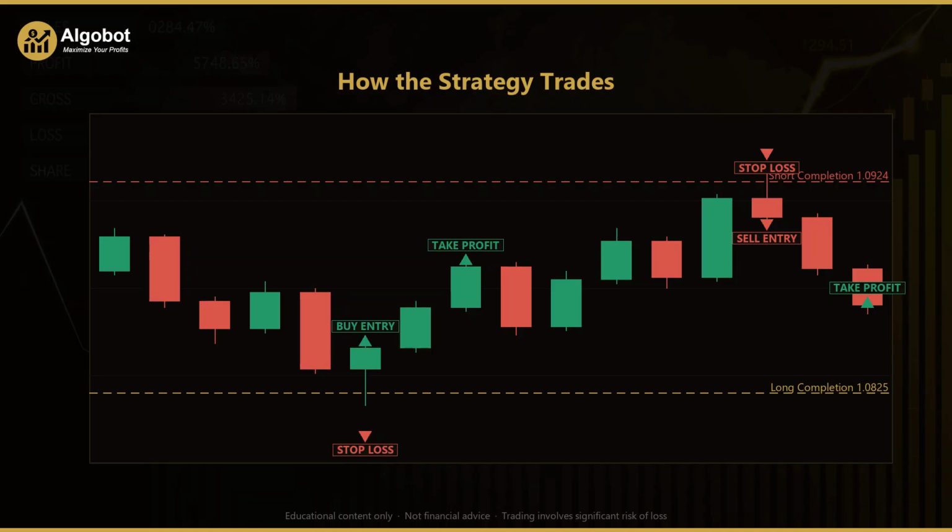Both examples show the same core idea. Measure a leg, project a symmetric completion, and act only when a rejection candle confirms the turn. Of course, not every setup behaves this cleanly, and losing trades will happen. This is an illustration of the logic, not a typical result.